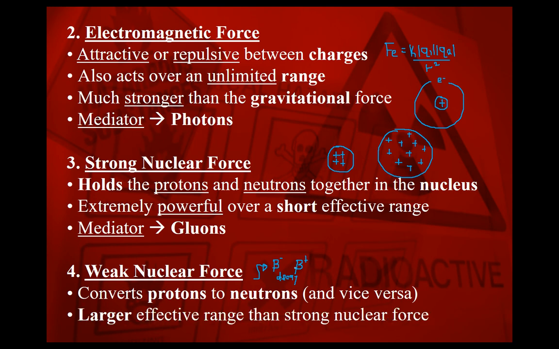It has a larger effective range than the strong nuclear force, but it is not unlimited. I would say its range is effective enough for something like uranium, which is why it can handle the radioactive decay. So over a larger distance of my nucleus, it can cause a conversion from protons to neutrons and vice versa. What are your mediators?